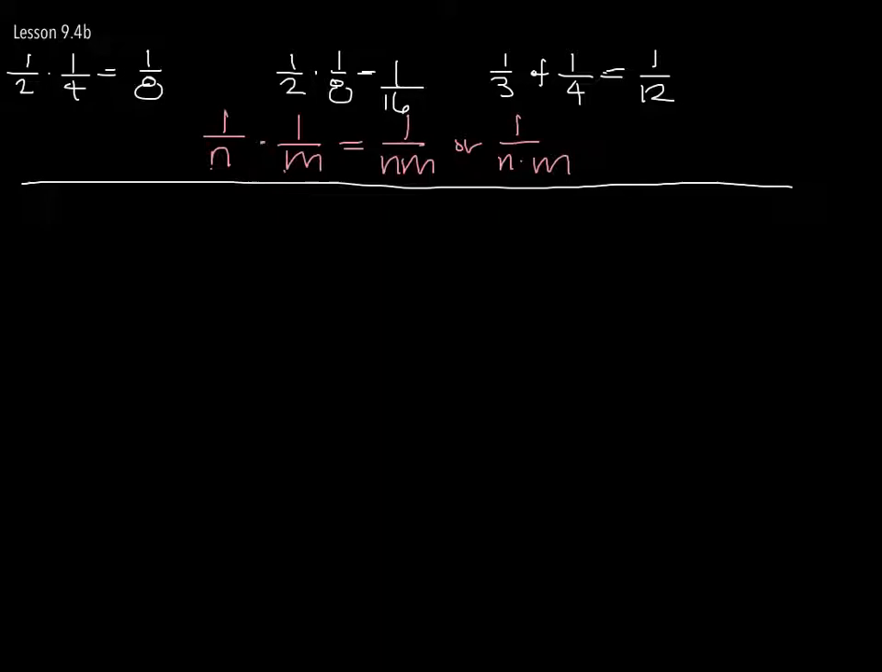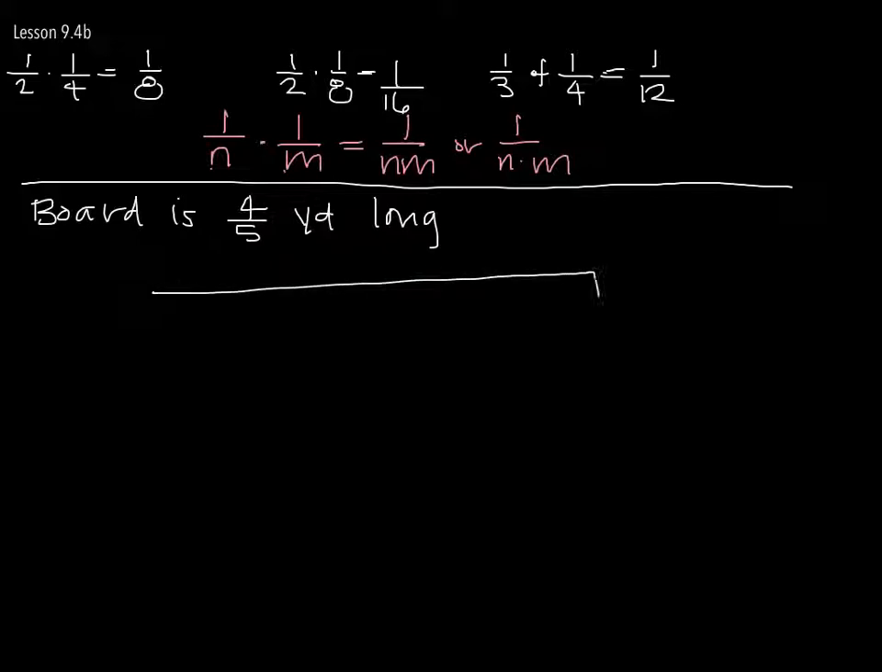So let's start with our board again. Our board is 4/5 of a yard long. Give me a second to draw this, and we're going to use kind of the same drawing for these. I'm just going to try and erase, but I want you to make a new drawing. So this is our board, it's 4/5, and we are going to be using 1, 2, 3, 4. Those are the four chunks we're going to use.